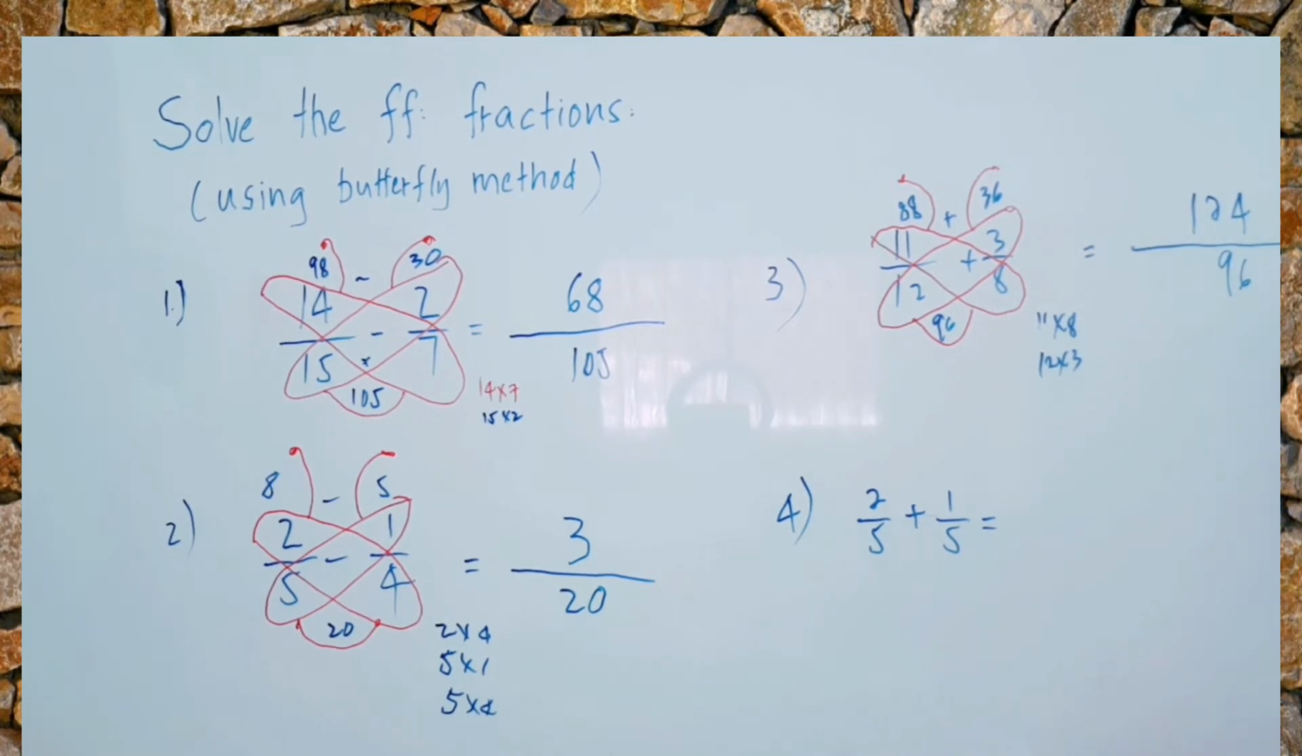So if we will reduce this one, we can reduce it divided by 4. So this is 31 over 24. Yes, we can reduce this one by 4 divided by 4. So it will result to 31 over 24.